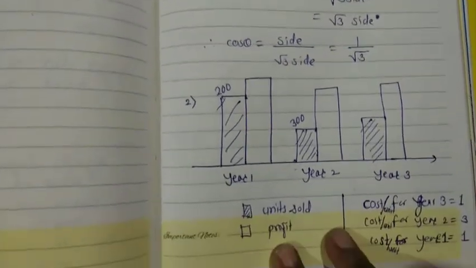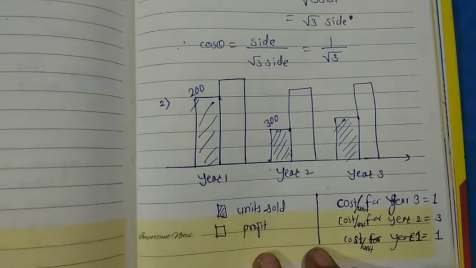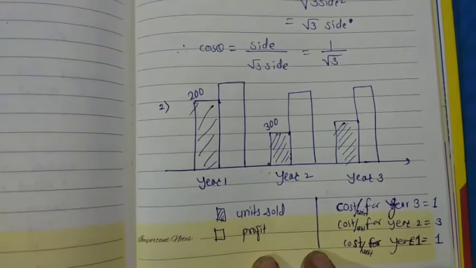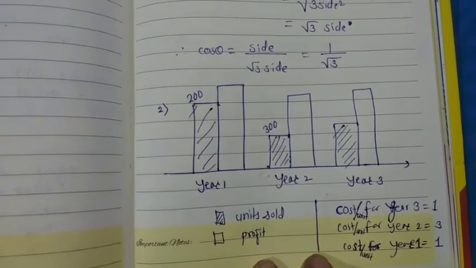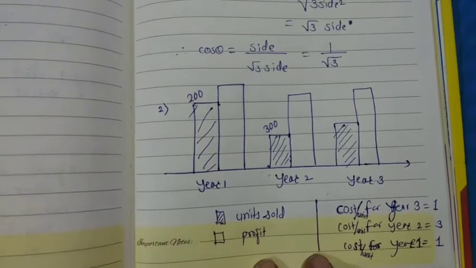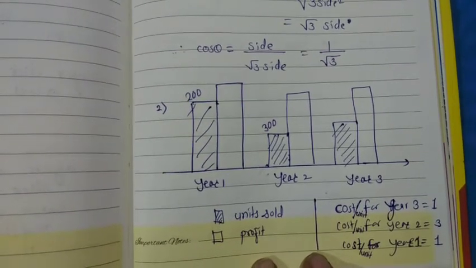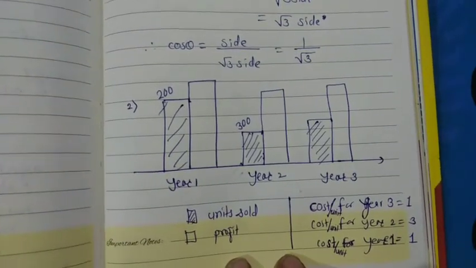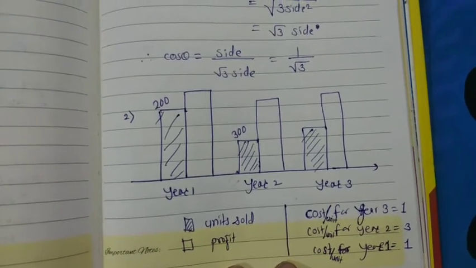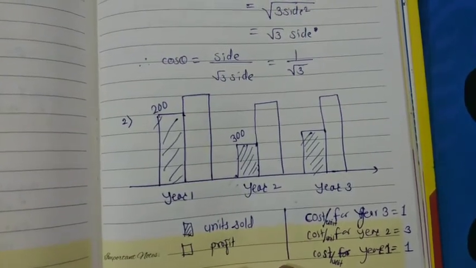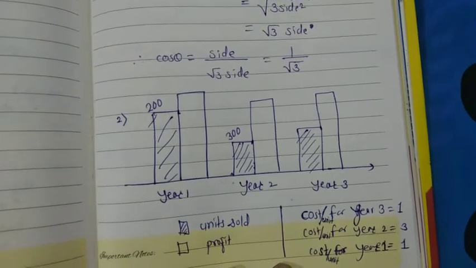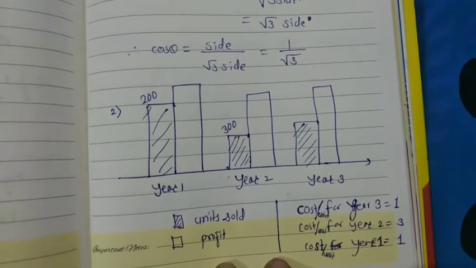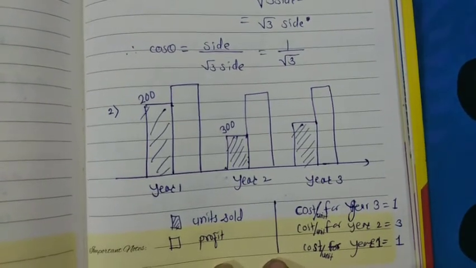Next question is based on a graph. A bar chart is given where the shaded portion is for the units sold and the second bar is for the profit. They give different statements to calculate the cost per unit. They are not given the direct values. They are given the relationship, and from that relationship we come to know the values for the cost per unit for years 1, 2, 3.